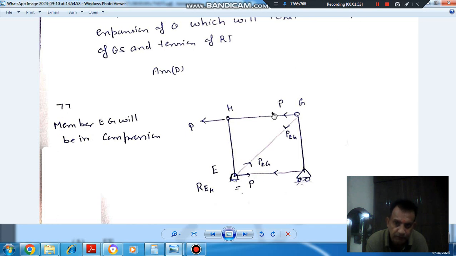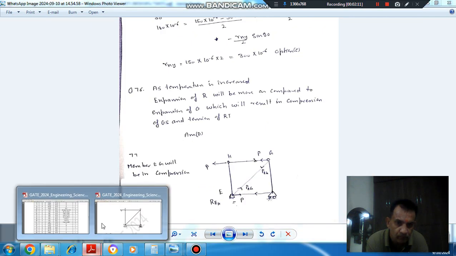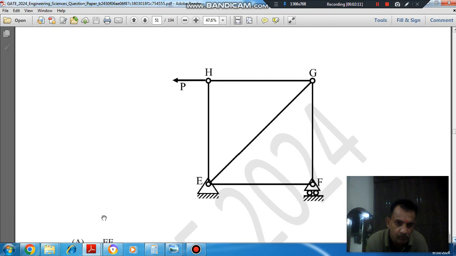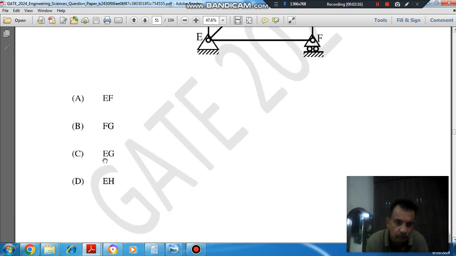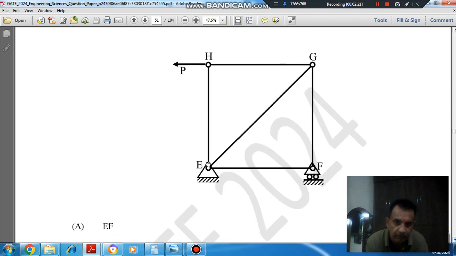Okay, this is reaction, this is action. This is the reaction and this is the component of reaction. This is the component of action. So both will cause compression in member EG. So the answer is option C, EG. EF will be subjected to tension because here P is acting.